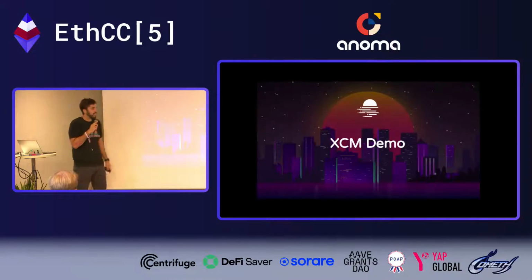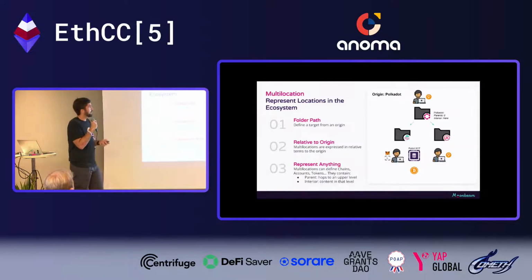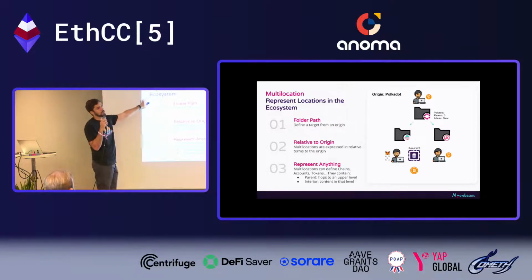So for the XCM demo, we have to understand some really important concepts that are very specific to XCM. That's why I wanted to bring them up. The first one is multi-locations, right? Everything in XCM is done through multi-locations. And multi-locations are a way to represent something in the ecosystem, right?